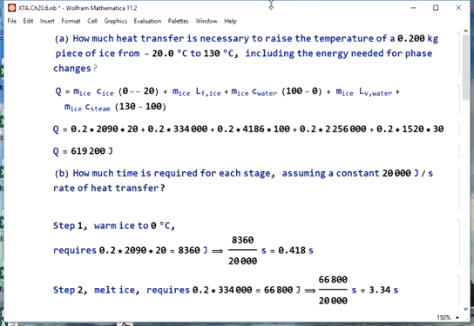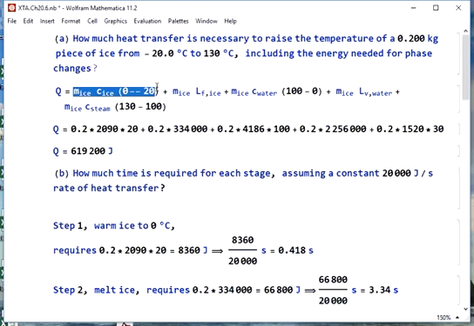How much heat transfer is necessary to raise the temperature of a 0.2 kilogram piece of ice from negative 20 degrees Celsius to 130 degrees Celsius, including the energy needed for phase changes? Here we're going to use Q equals either mc delta T or mL, depending on whether we're raising the temperature of something or changing its phase.